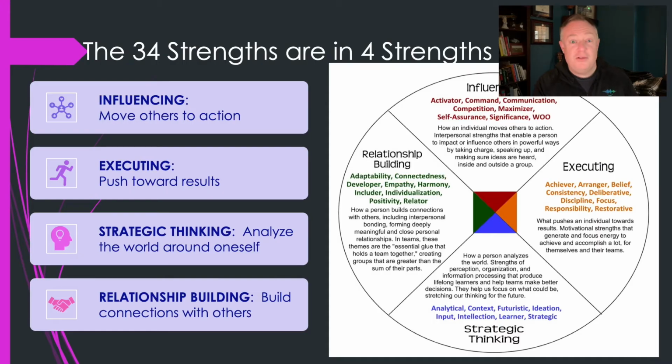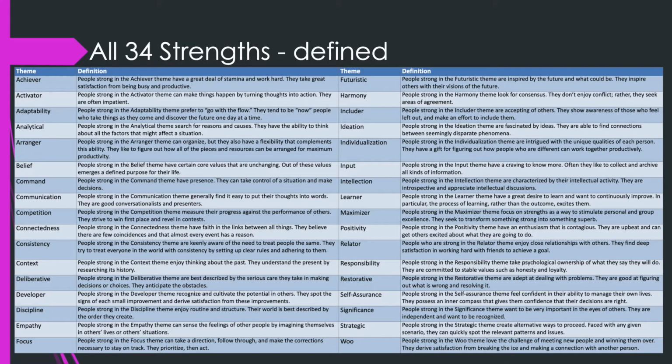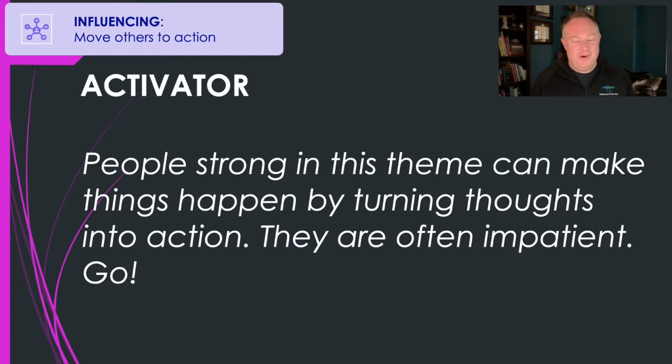The way I'm going to talk through the strengths is based on the strengths domains. And you can see we have these 4 domains. Influencing, which means a strength that helps you move others to action. We have executing, which is all about pushing toward results. We have strategic thinking, which is all about analyzing the world around you and around oneself. And then we have relationship building, and that's building connections with others. I do have a slide in here that defines all 34 strengths on one page if you want to take a look at that. But let's go ahead and look at these one by one.